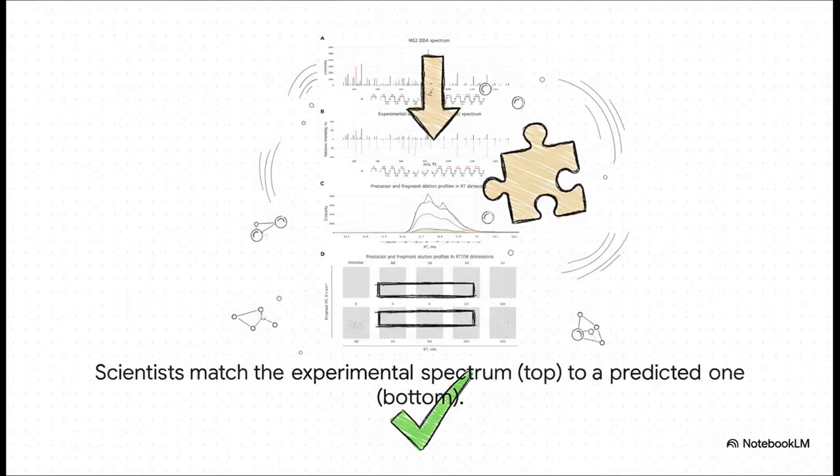And this slide right here is a perfect illustration of that moment of truth. The top graph, that's the actual signal the machine picked up for one of those peptides. The bottom graph, that's what a computer predicted the signal should look like based on a known peptide. It's like a high-tech matching game. And when they line up almost perfectly, just like you see here, bam, scientists know they've got a positive ID.